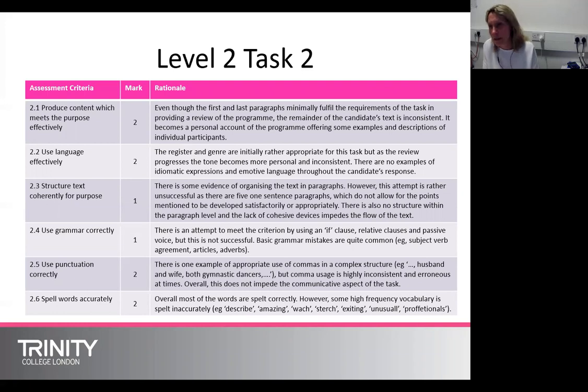So it's not addressing the task, but the first two parts, or the first part, the last paragraph, do minimally address the task, and therefore the candidate is awarded 2 marks.